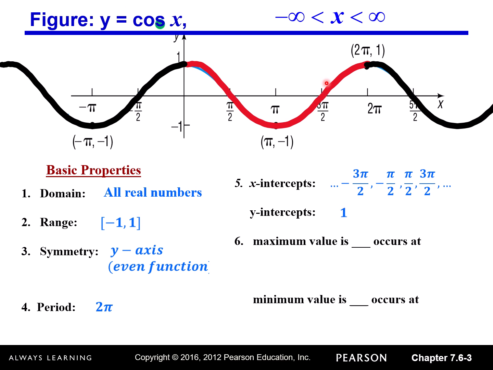And then for the y-intercept, it is 1. And its maximum value is +1 and occurs at x equal to 0, 2 pi, -2 pi, and so on. While the minimum value is -1 and it appears at -pi, pi, and so on.